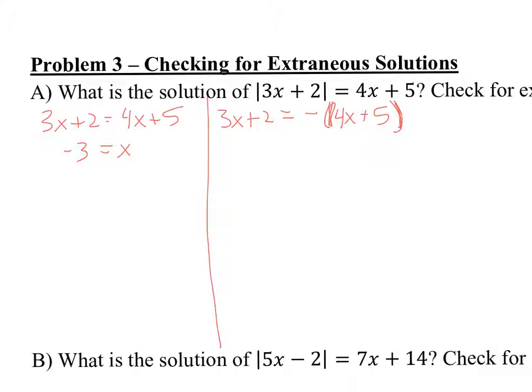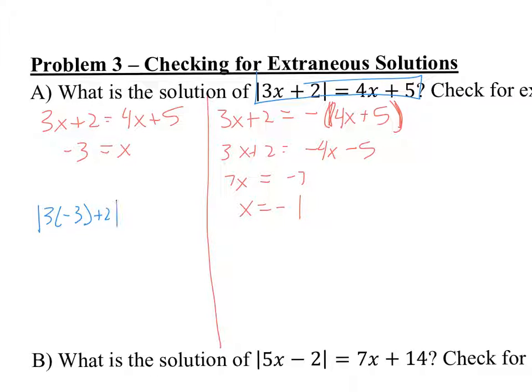If I check the second one, this becomes 3x plus 2 is equal to -4x minus 5. So if I add the 4x, subtract the 2, I have x is equal to -1 once I divide by 7. I have to check them both. You always want to check it into your original equation. So this would be the absolute value of 3 times -3 plus 2. You have to make sure you have your absolute value when you're checking. 4 times -3 plus 5. If I do that, I get the absolute value of -7 is equal to -7.